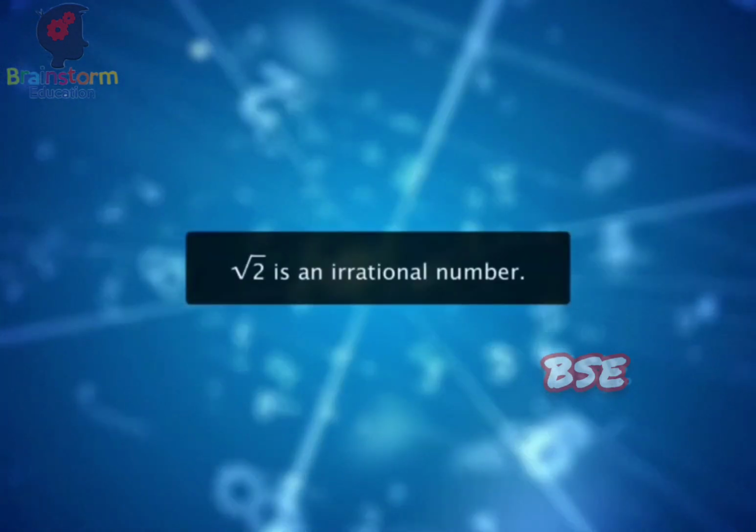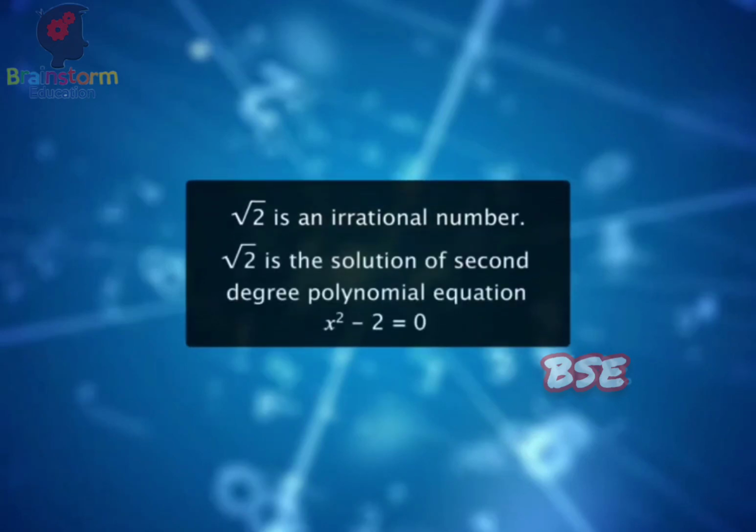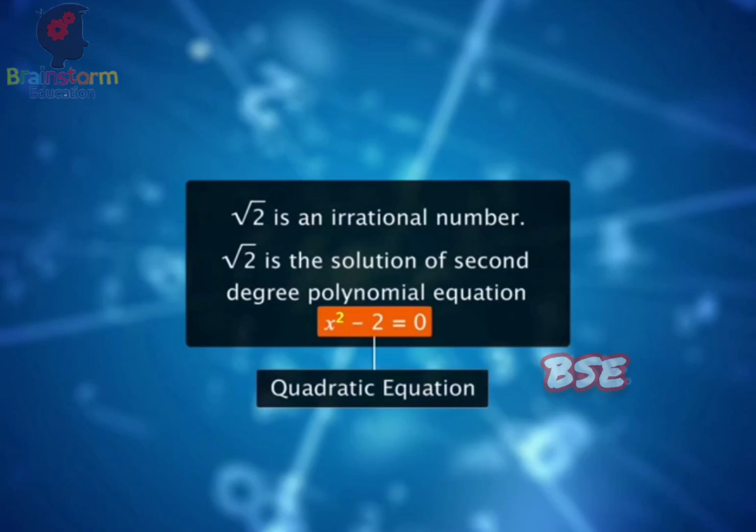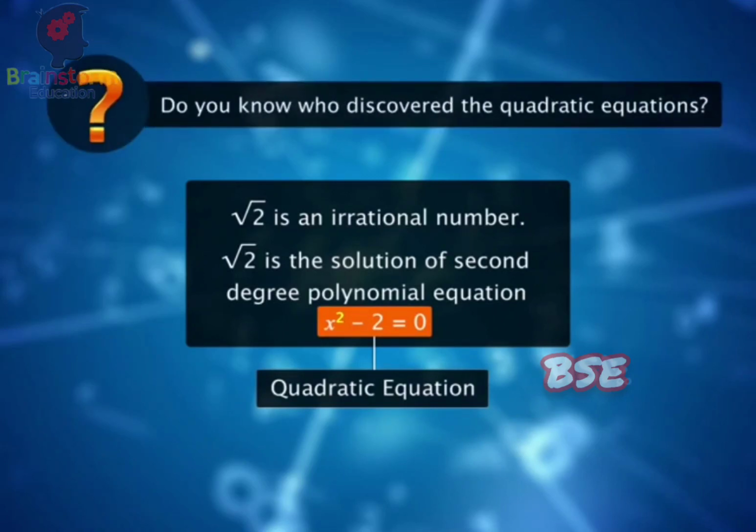We know that square root of 2 is an irrational number. This irrational number was discovered by the Pythagoreans while trying to solve the second-degree polynomial equation x squared minus 2 equal to 0. Note that a second-degree polynomial equation is called a quadratic equation. Do you know who first put forth the concept of quadratic equations?